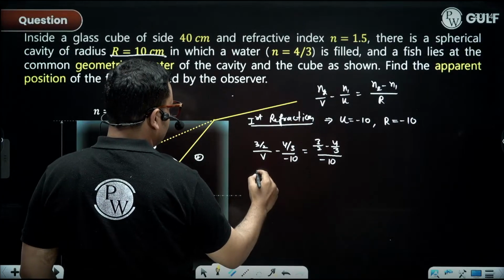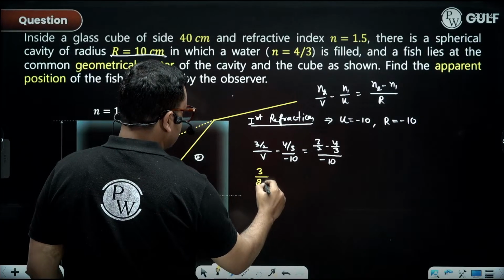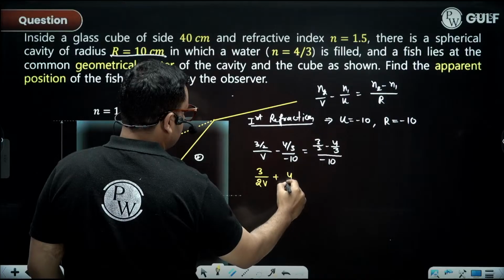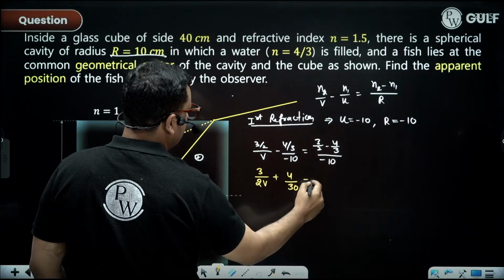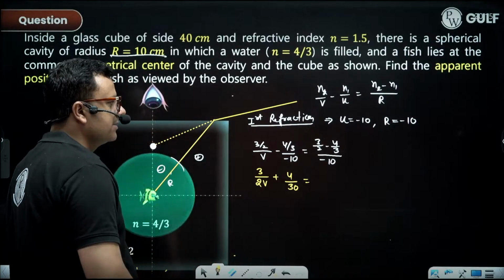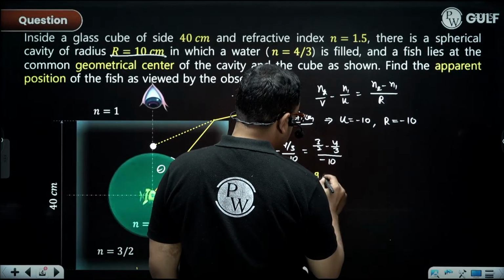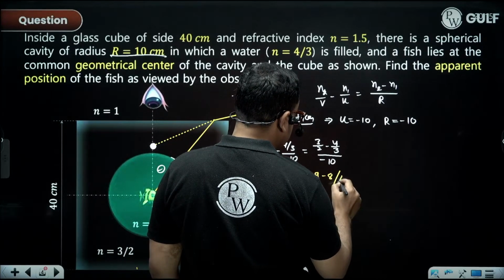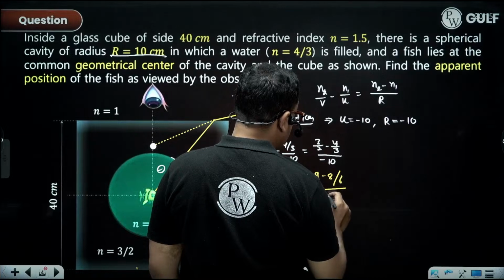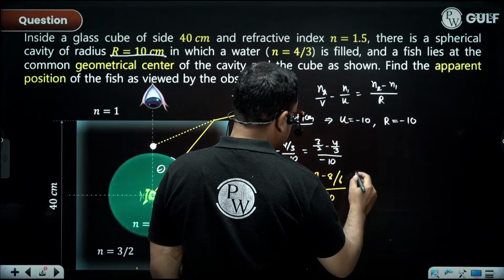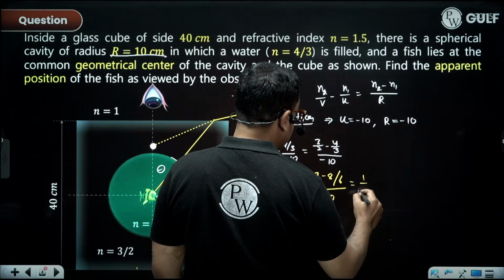So what are we going to get? 3 by 2V plus 4 by 30 equals 6. 3 by 2V equals 9 minus 8 by 6 upon minus 10? So it is nothing but 1 by 60 minus 60.